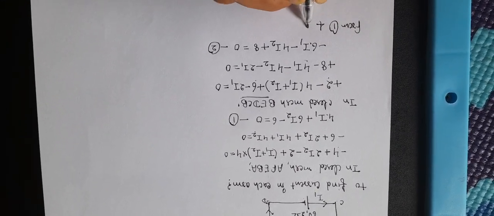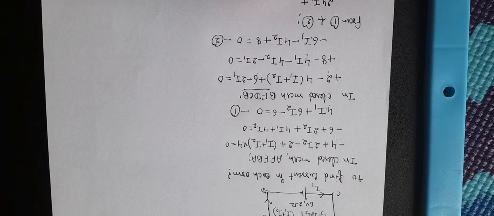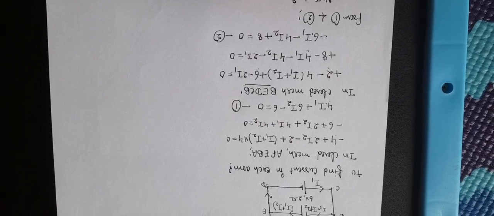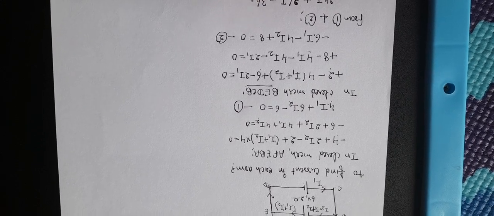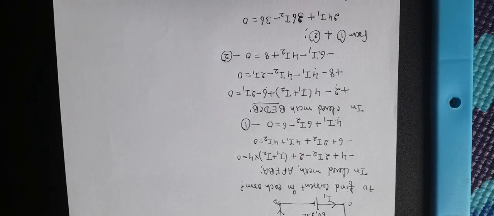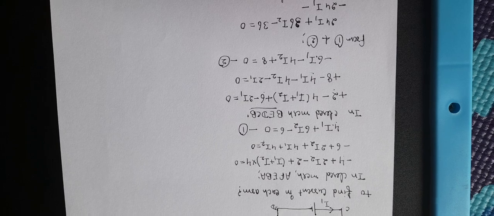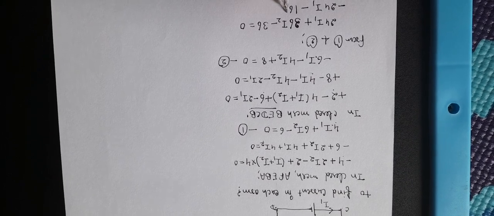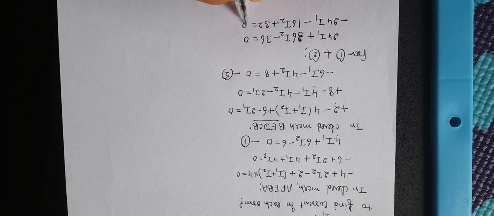From 1 and 2, multiply this one by 6, that is 24I1 plus 36I2 minus 36 equal to 0 from equation 1, and from equation 2 multiply this by 4, that is minus 24I1 minus 16I2 plus 32 is equal to 0.